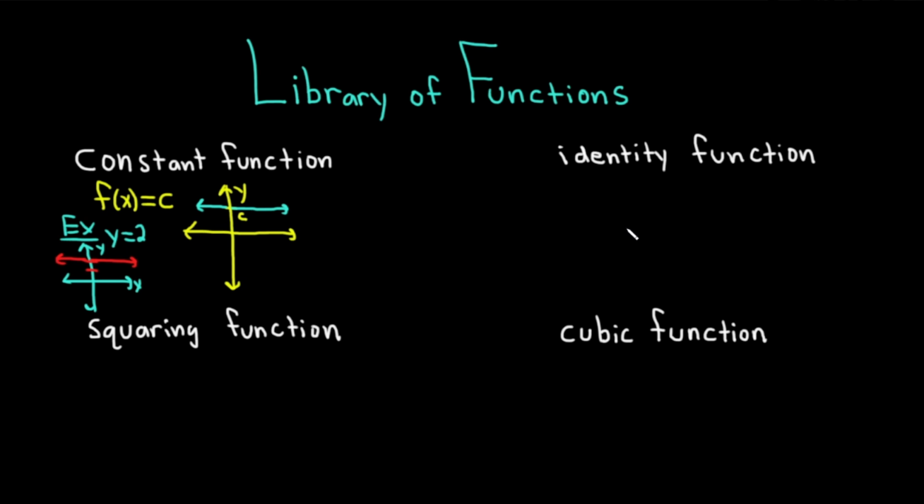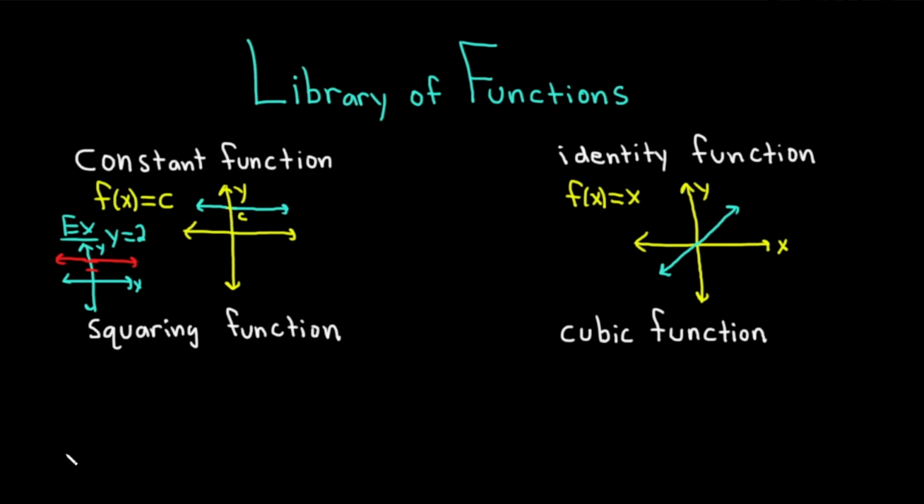Let's look at the identity function. This one is the function f of x equals x. No matter what x you plug in, you get the same output. And the graph of this one is pretty simple. It's just the graph of y equals x, because remember that y is the same thing as f of x. So it looks something like this. This would be the identity function.